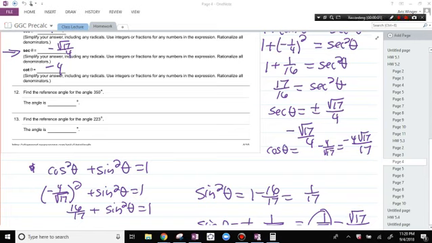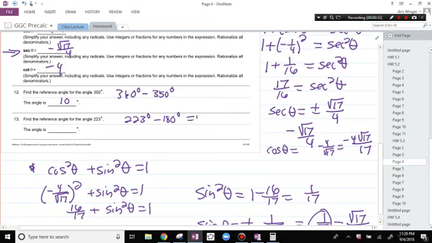All right, now we're working on reference angles. A reference angle is the angle in the first quadrant that corresponds to a given angle. For an angle in the fourth quadrant, you would do 360 minus that angle to get the angle in the first quadrant. Here 223 is in the third quadrant, so in order to get back to the first quadrant, you would subtract off 180, and that corresponds to 43 degrees.